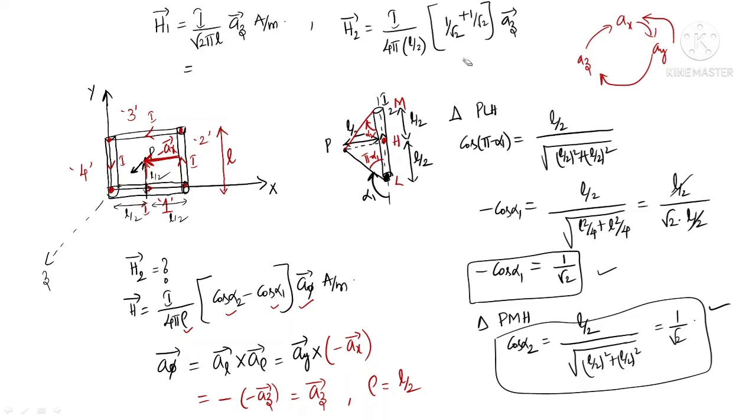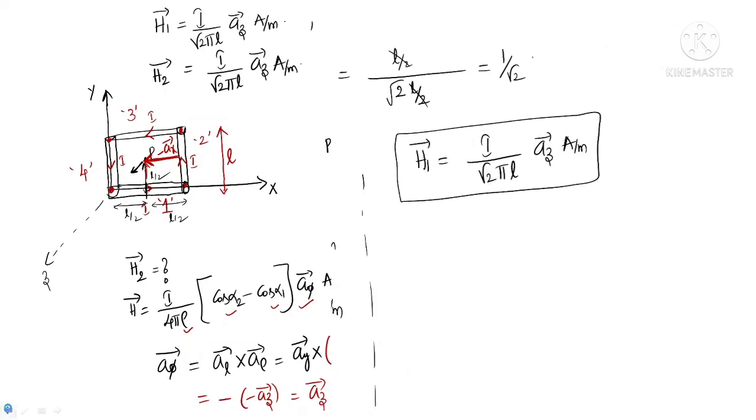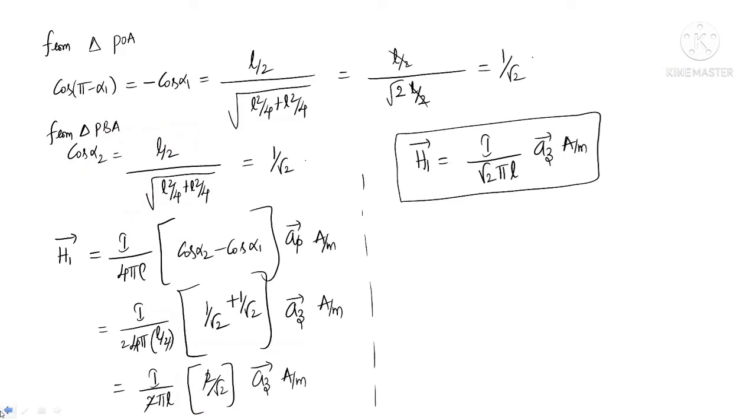If you simplify this, you will get this as your answer. I don't want to do it again. So it is also I by root 2 pi L AZ bar ampere per meter. This is H2 bar. Similarly, you can find H3 bar and H4 bar. You will get the same values for H3 as well as H4. It is the task which I am giving for you. Please go through that.